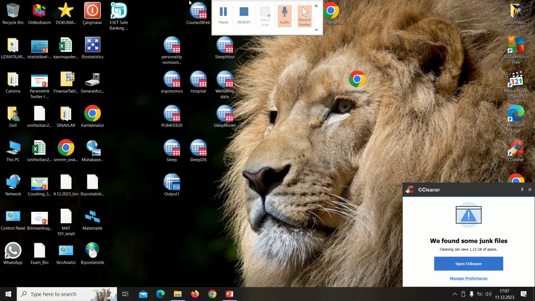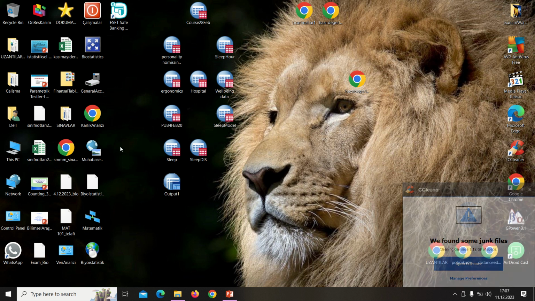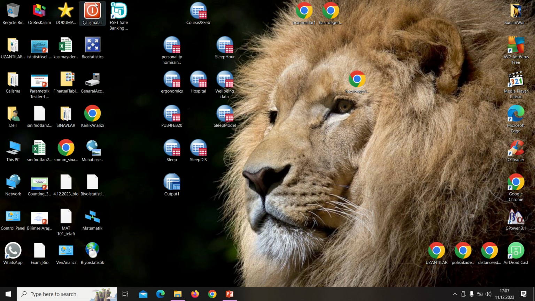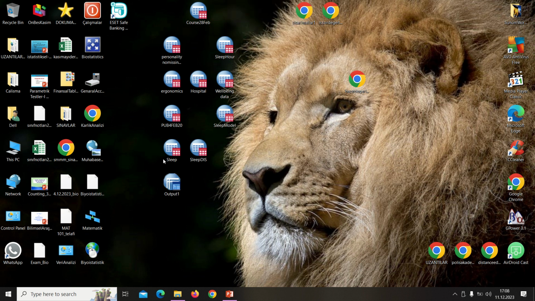Hello, let's record it. Now here we can see that there are several icons. This is a Google icon, it's right in Google Chrome, and that's a folder here. Here you can see another folder. I just changed the shape of the icon here, and there are several different icons, all for different purposes.